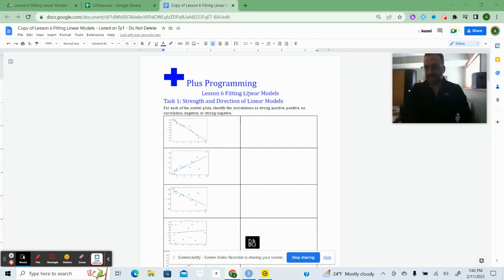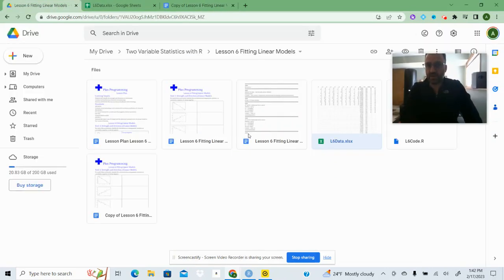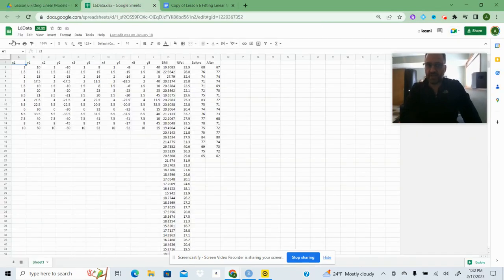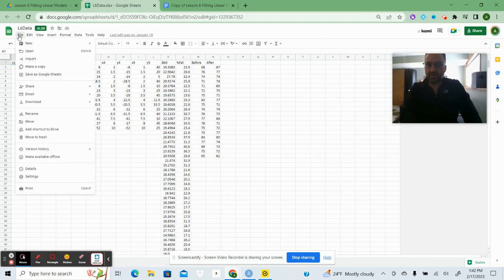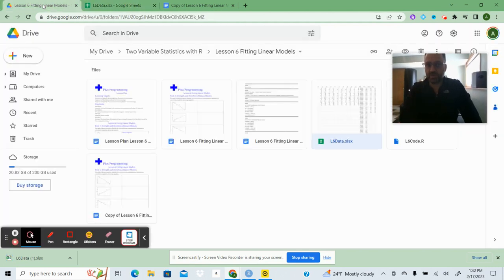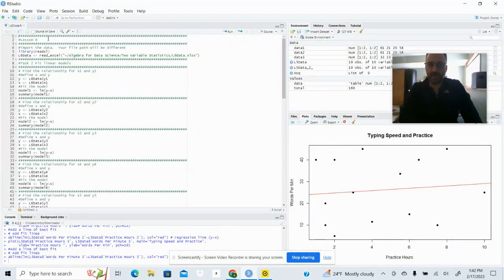So this is lesson 6 on fitting linear models. The first thing we need to do is go to lesson 6 and download the data file. This is an Excel file, so you'll actually need to download it from Google as an Excel file because Google will not open it. You do that, and it'll be in your download folder, or you could put that in a special folder. And I already downloaded the R file for lesson 6.